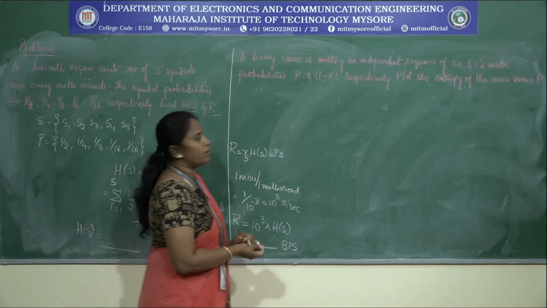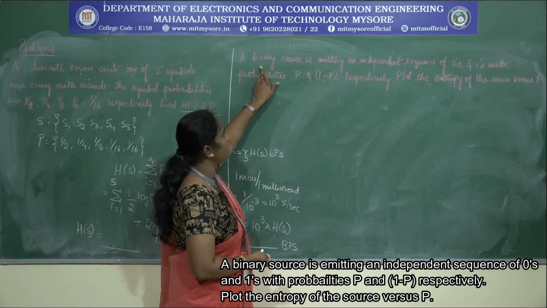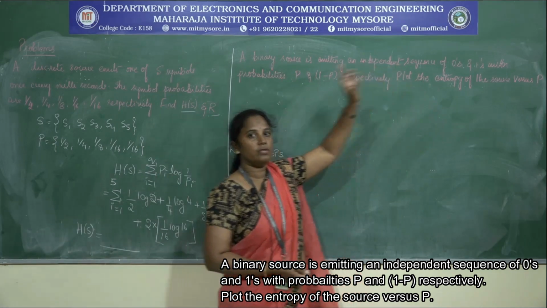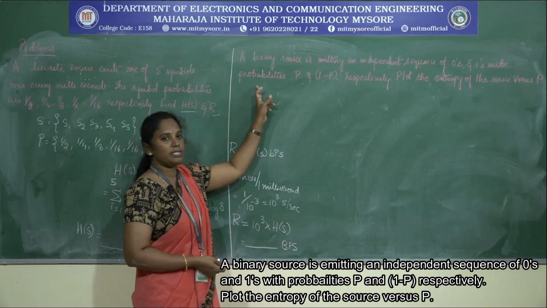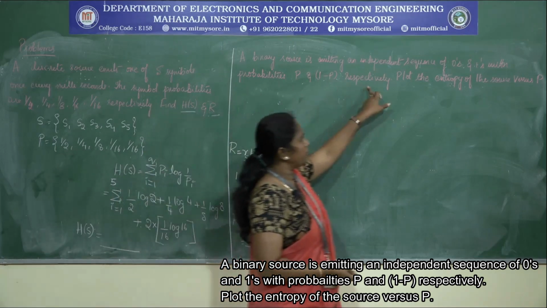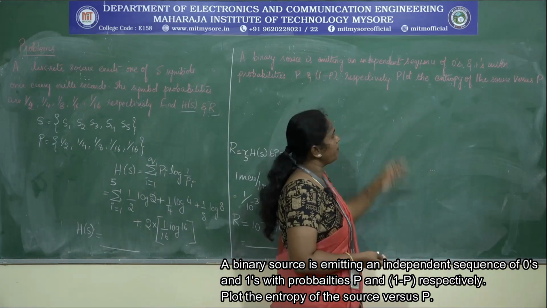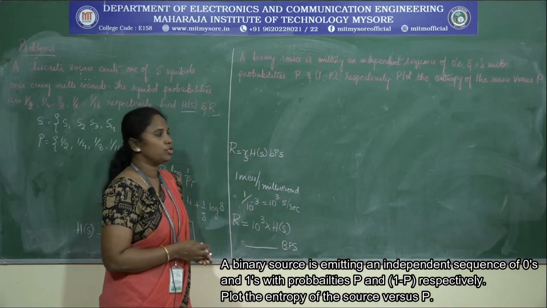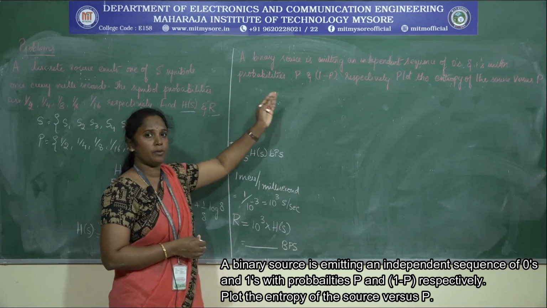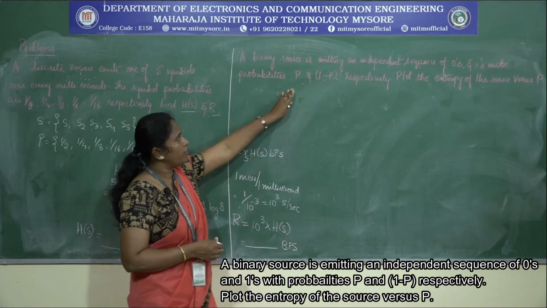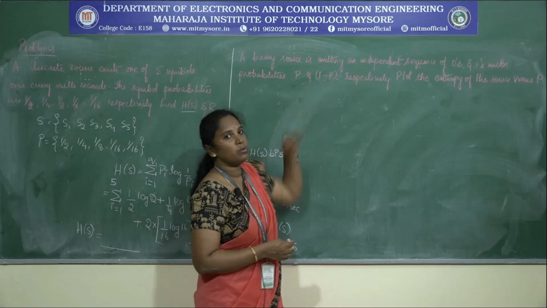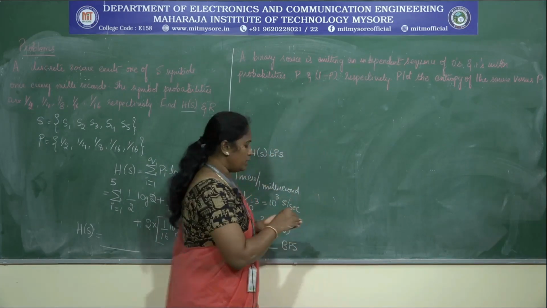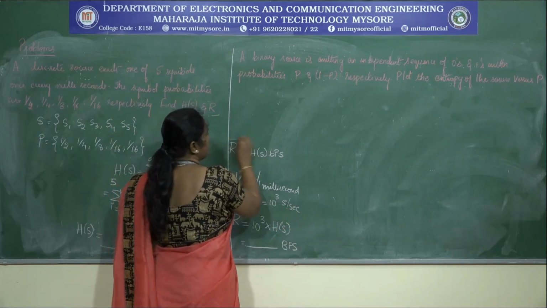Now we have one more problem statement here, where a binary source is emitting an independent sequence of zeros and ones with probabilities P and 1 minus P respectively. Plot the entropy of the source versus P. That means we need to plot a graph showing the entropy versus the probability. In general, they have considered the entropy with respect to P and 1 minus P.